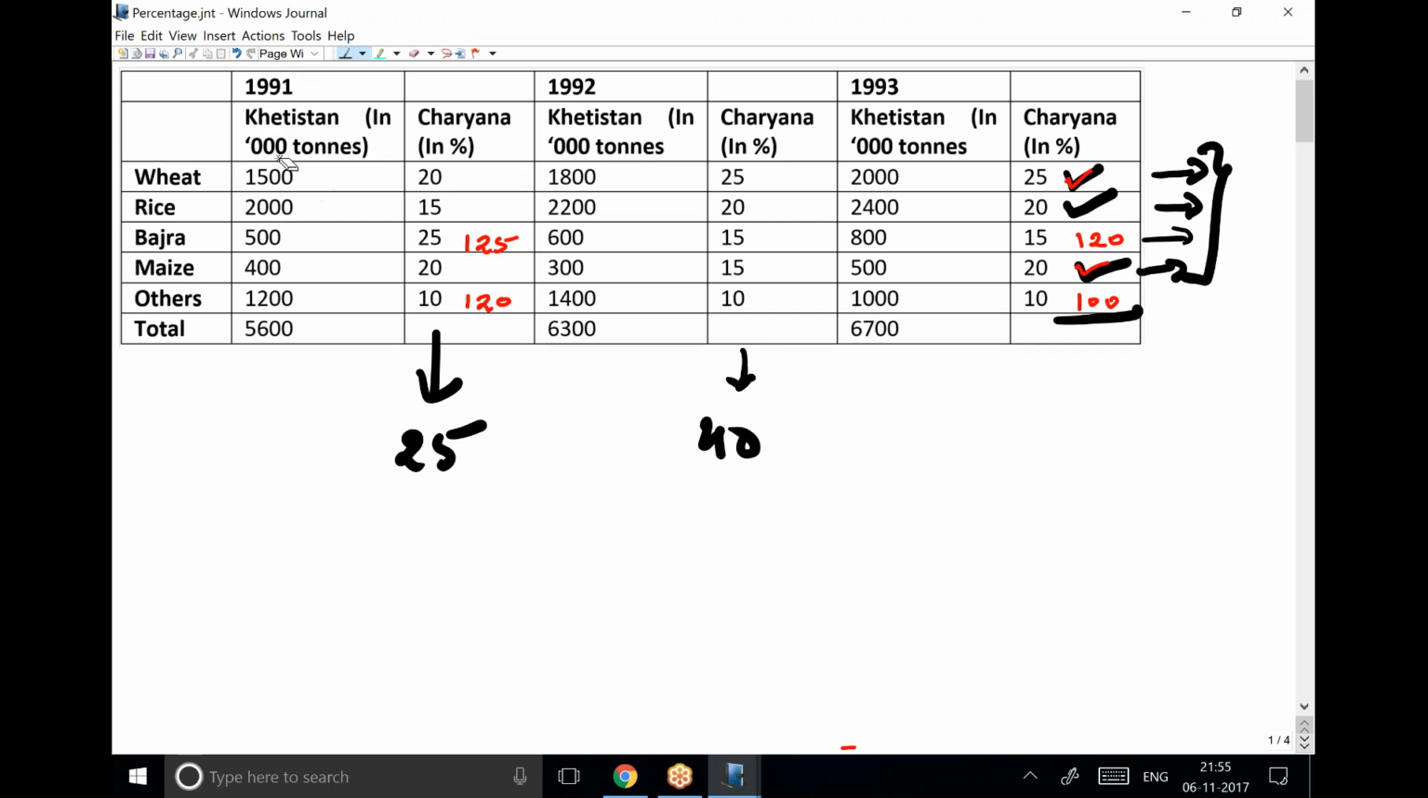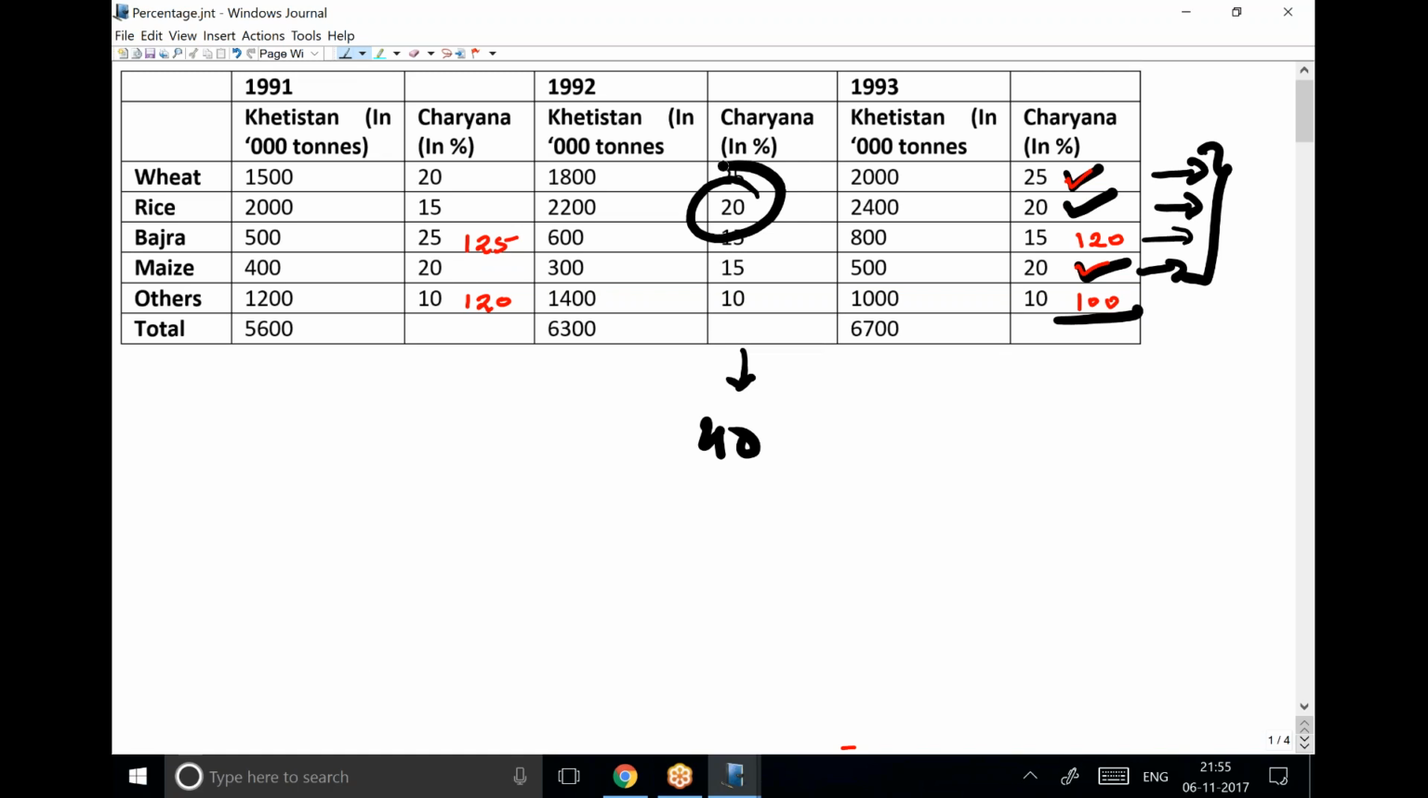But if you look at other parameters, 20 percentage of 1500 comes out to be 300, and 25 percentage comes out to be 400, right? So definitely a gap of 100 is there. So that's why a gap of 25 is anyway very small, because in other parameters we are having a gap of more than 100 even.